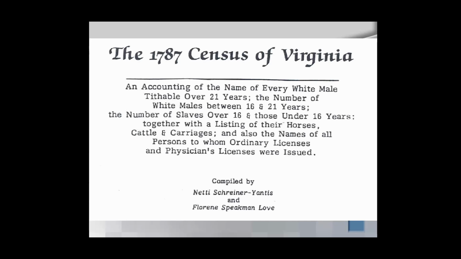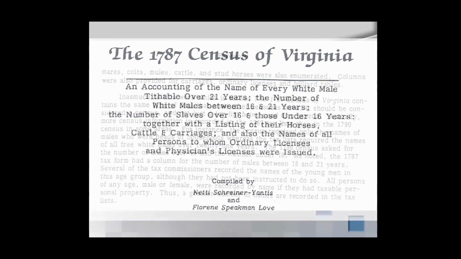So look at this huge descriptive kind of subtitle. The 1787 Census of Virginia, an accounting of the names of every white male tithable over 21 years. We can do a mental pause there. The number of white males between 16 and 21 years, the number of slaves over 16 and those under 16 years, together with a listing of their horses, cattle and carriages, etc. For many of you, you're thinking, this sounds more like a tax list, but yet the title says Census of Virginia. So we're curious, aren't we? Or we have an investigative mind. We want to investigate this a little bit further.